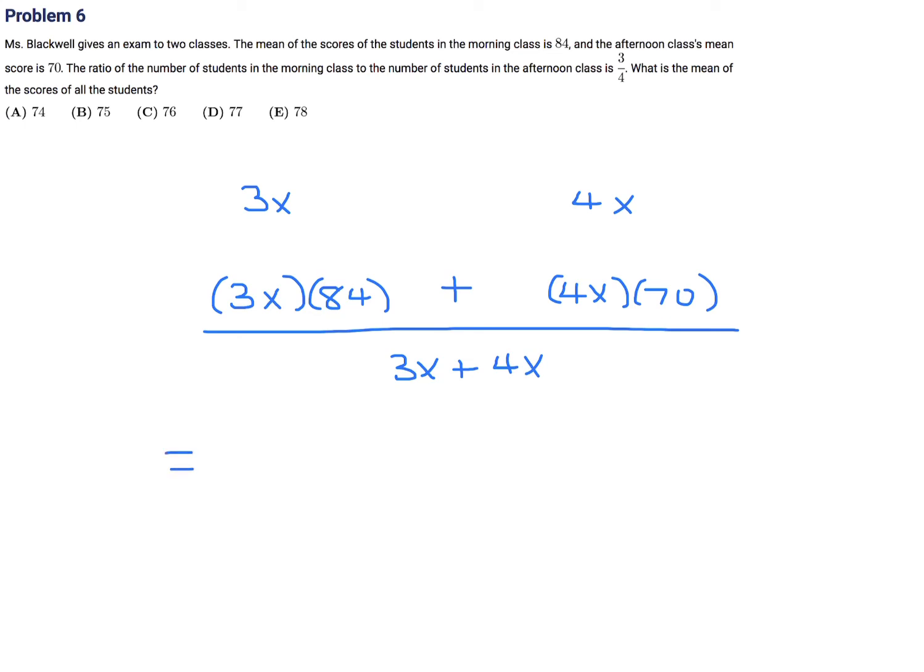The x's cancel, so all you're left with is 3 times 84, which is 252, and then 4 times 70, which is 280, and then you divide by 7. And that gives you 76. So number 6, the answer is C.